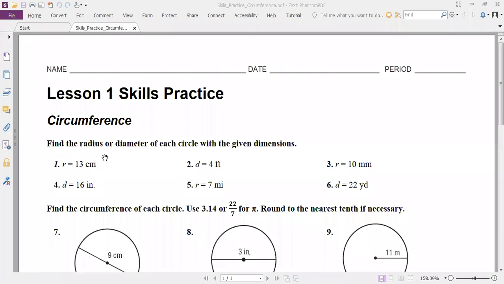Okay, read the first question, Yazid, please. Find the radius or diameter of each circle with the given diameter. So if he gives me the radius, it is equal to 13, Yazid. Do you remember what we do to find the diameter? Directly we multiply this one by 2. The diameter is equal to double the radius, so I will multiply this number by 2.